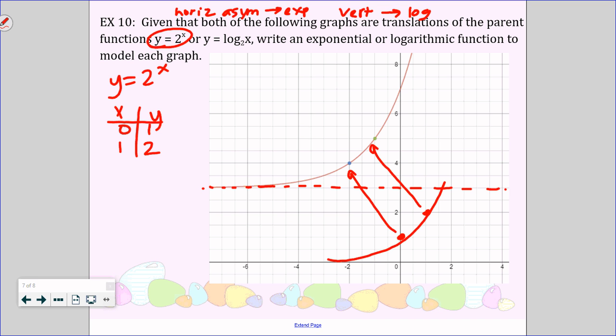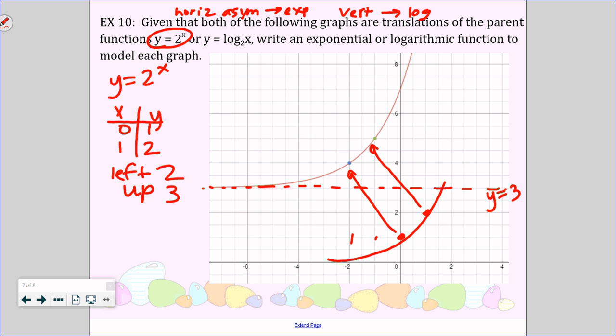So we are going to come up with our translation. So be careful on the scale here. It looks like I have gone left 2 and up 1, 2, 3. And our asymptote here is at y equals 3. So that's a giveaway for our shift up. So I went left 2 and up 3.